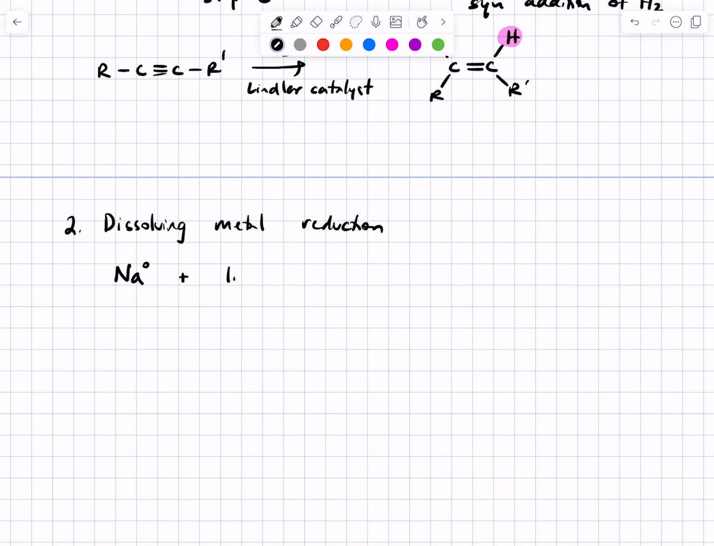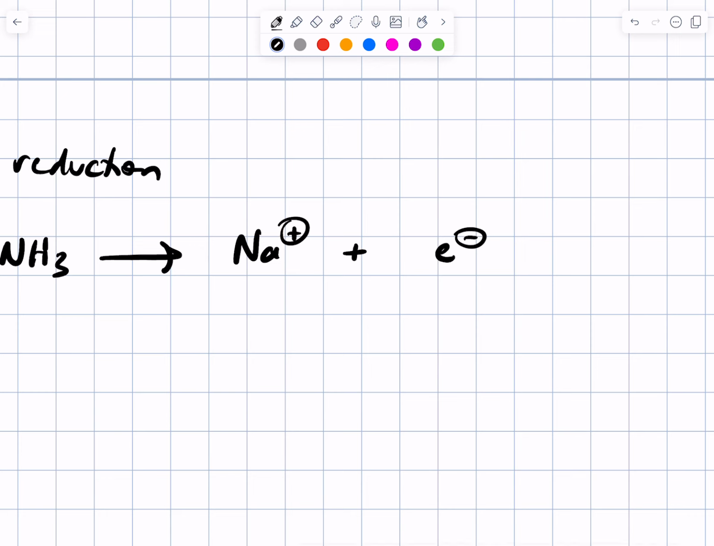So if you add sodium and liquid ammonia, what you end up getting is sodium plus and an electron. Sodium ejects an electron. This is really weird, and this is why we're not worrying about that. That electron actually exists within a cage of ammonia molecules. You can think of it as if the individual ammonia molecules were hydrogen bonding with the electron. It's kind of bizarre.